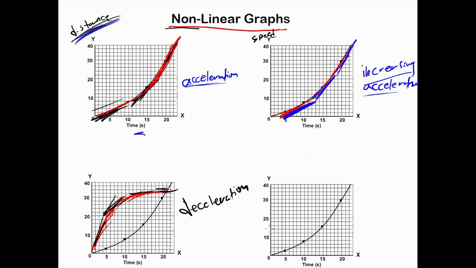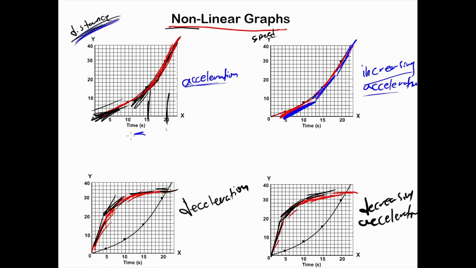Here, let's say this is a speed time graph, and the curve is also curving like that. As we said, the gradient represents acceleration, so the acceleration decreases here. This is decreasing acceleration.